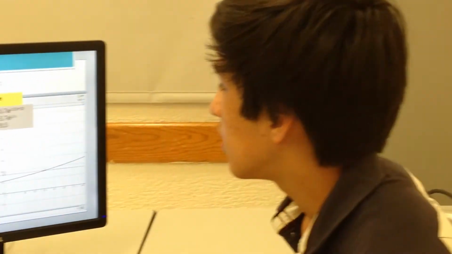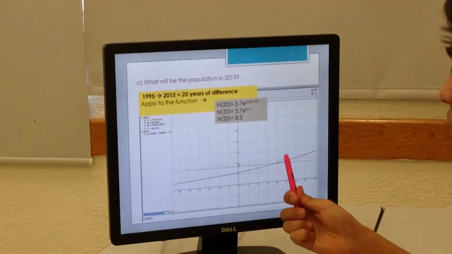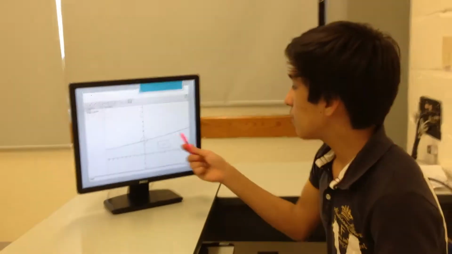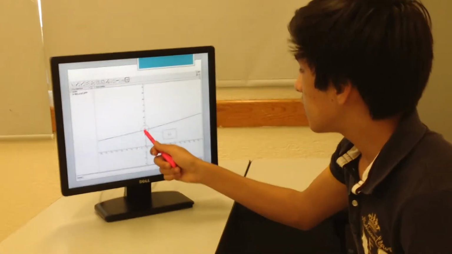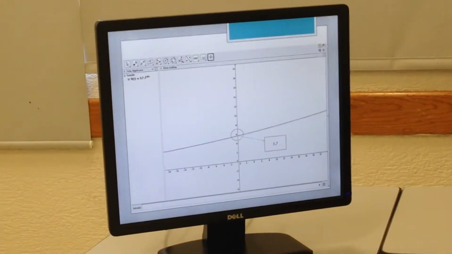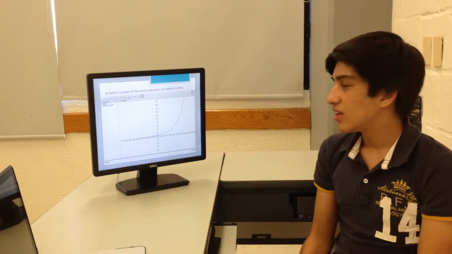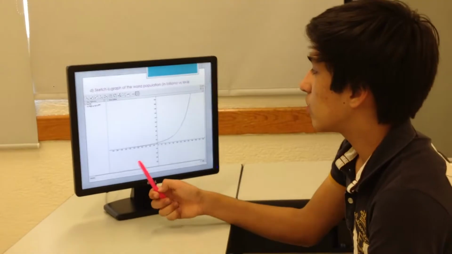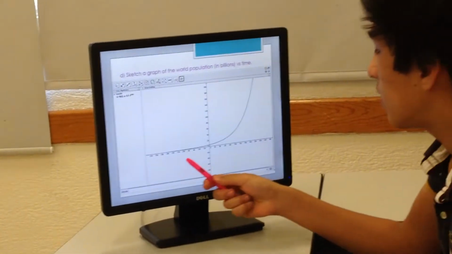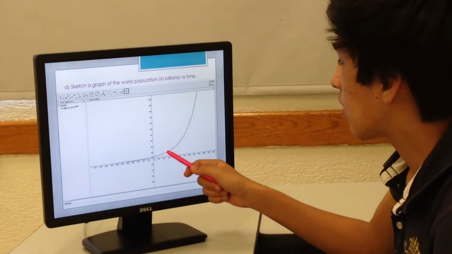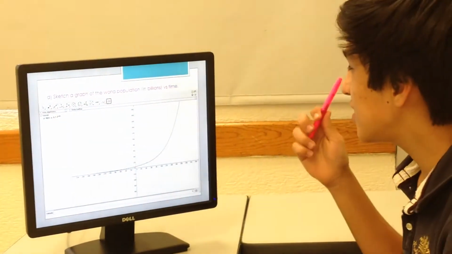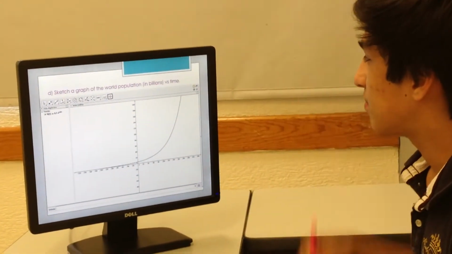In this graph, we can see that between the year 1995 and the year 2015 there are 20 years of difference. Then we conclude in the graph that the population will be 8.5 billion. In this graph, we can see that the point is the population that we will have according to the years. We have to make the formula for the problem, and this is how the population will be increasing with time.